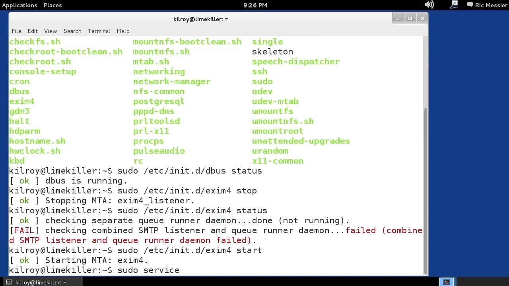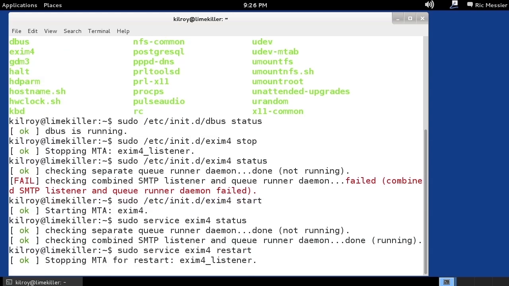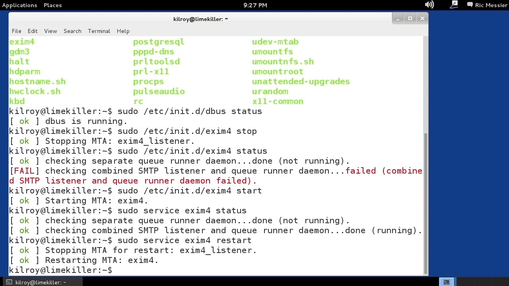I can also use the service utility and then say exim4 status. And that's going to give me a status on the server. So basically what I just did was bypass the whole calling the script through /etc/init.d, and I just used the service utility, which is effectively the same thing. It's certainly fewer characters, and I could do something like a restart on it as well. So same idea. Rather than going directly to the script, I'm calling it through the service utility.